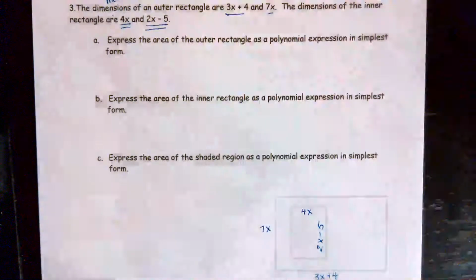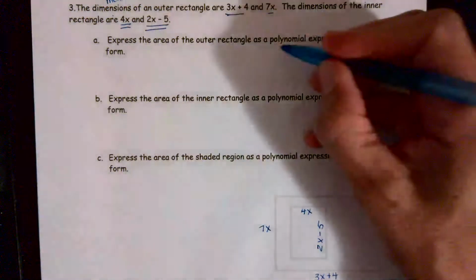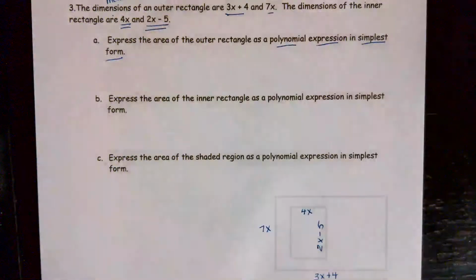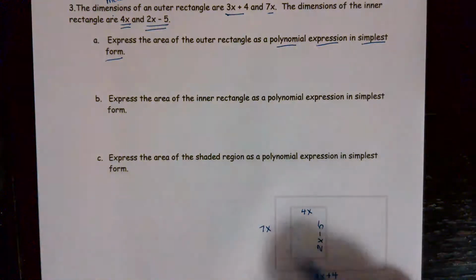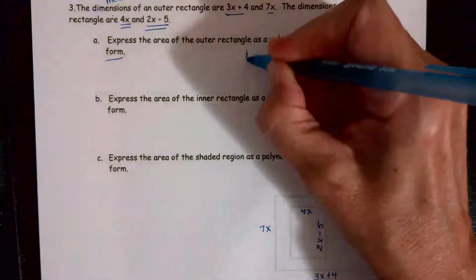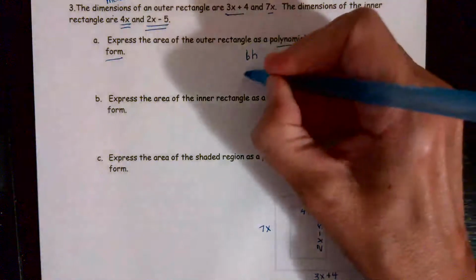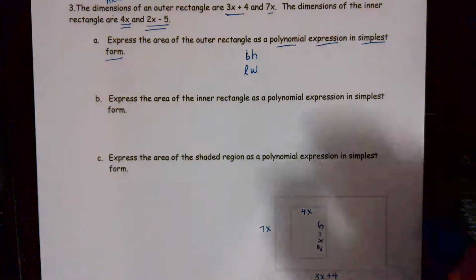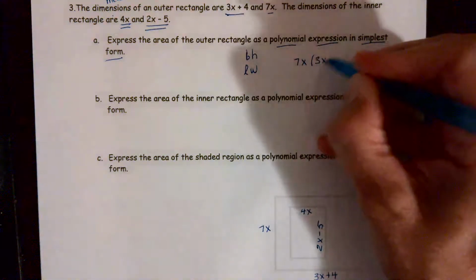Okay, now let's take a look at our questions. Express the area of the outer rectangle as a polynomial expression in simplest form. Remember, expression means I will not see an equal sign. And how do I find the area of any rectangle? Area is going to be base times height, or we sometimes will say length times width. So the dimensions of this are 7x times 3x plus 4.